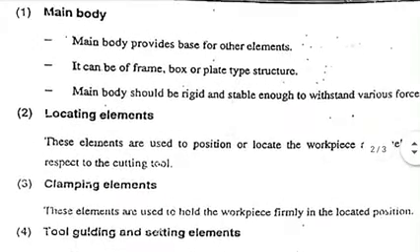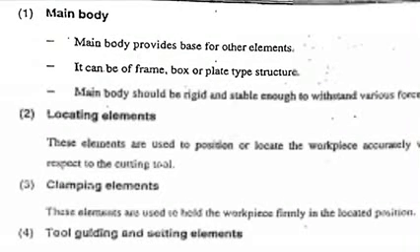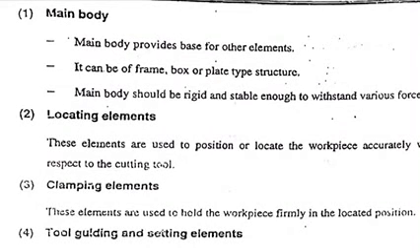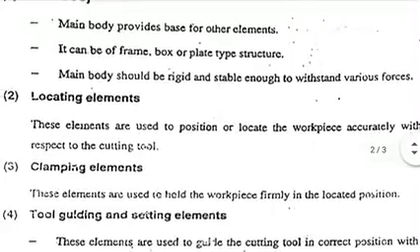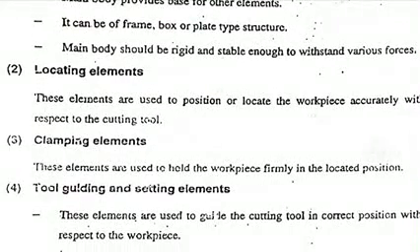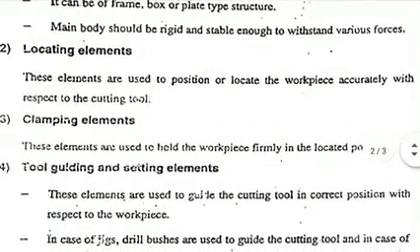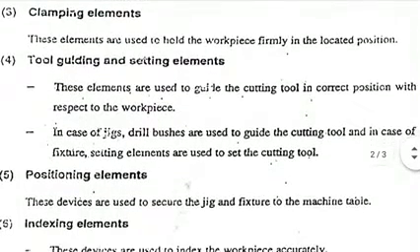Let's understand what the main body is. It is the main body which provides the base for other elements. It can be of frame, box, or plate type structure. The main body should be rigid and stable enough to withstand various forces. Second, locating elements. These elements are used to position or locate the workpiece accurately with respect to the cutting tool. Then clamping elements. These elements are used to hold the workpiece firmly in the located position.